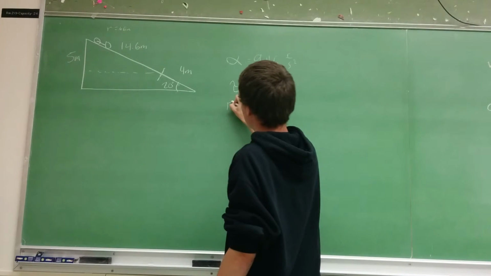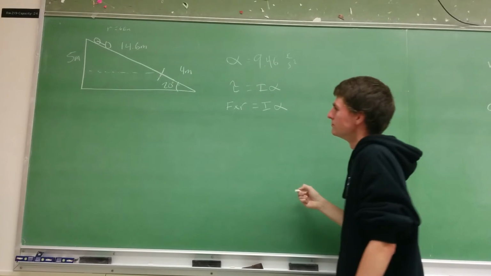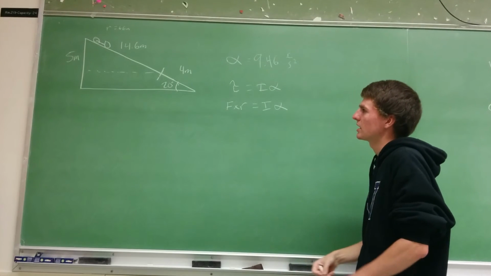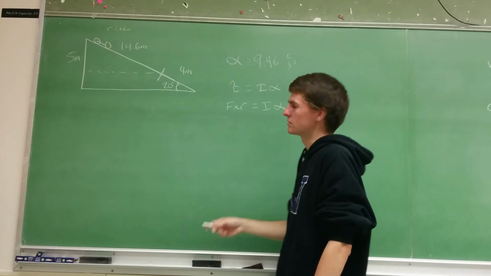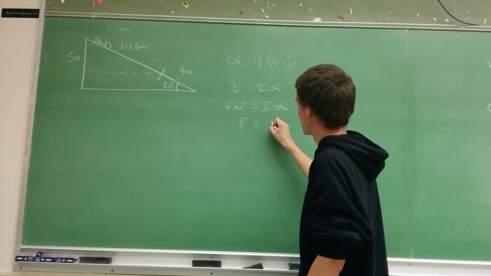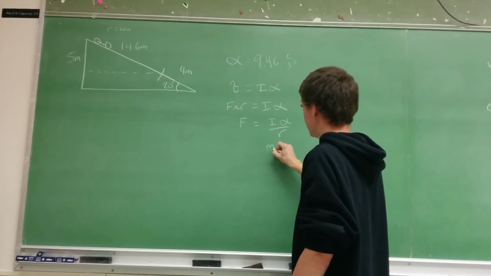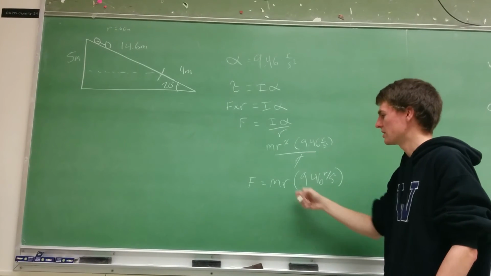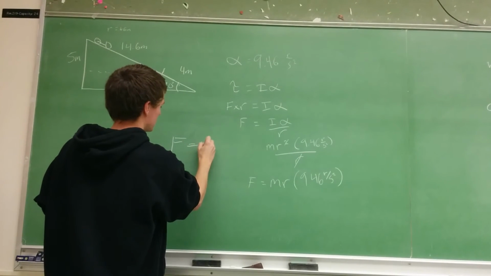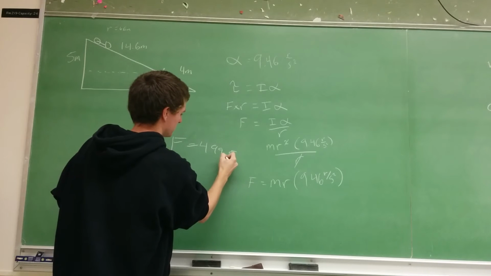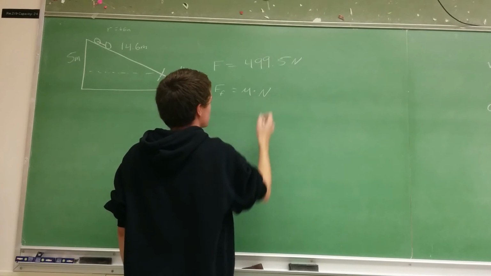We know that torque is equal to force times the radius. And this force needed to apply a torque is going to be the force being used to solve for mu at the end. So we know force is equal to I alpha over r. And if we change I to mr squared, plug in mass and radius, you'll find that force is equal to 499.5 newtons.